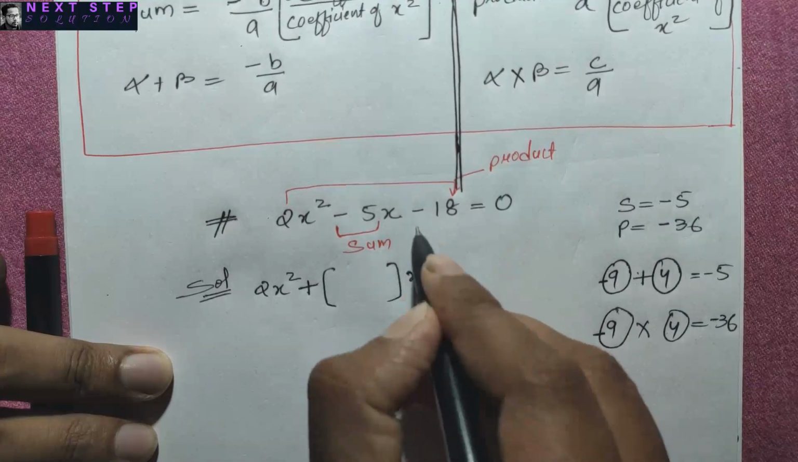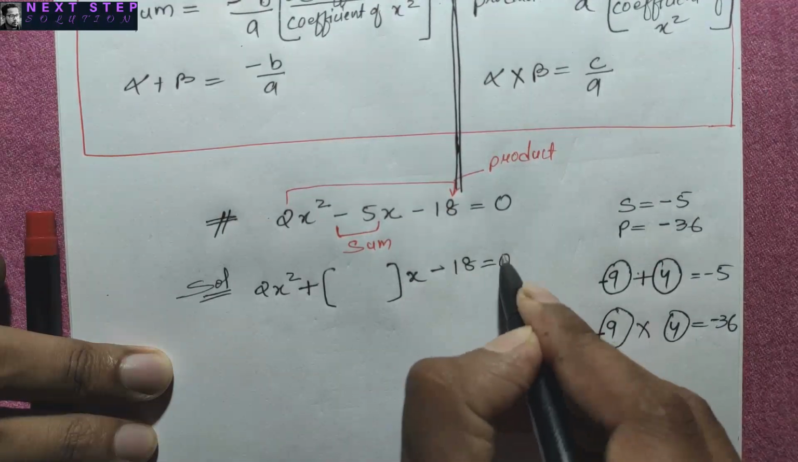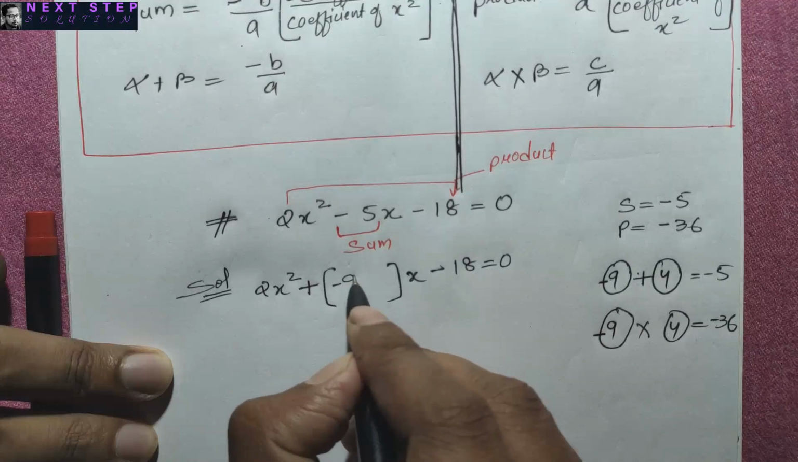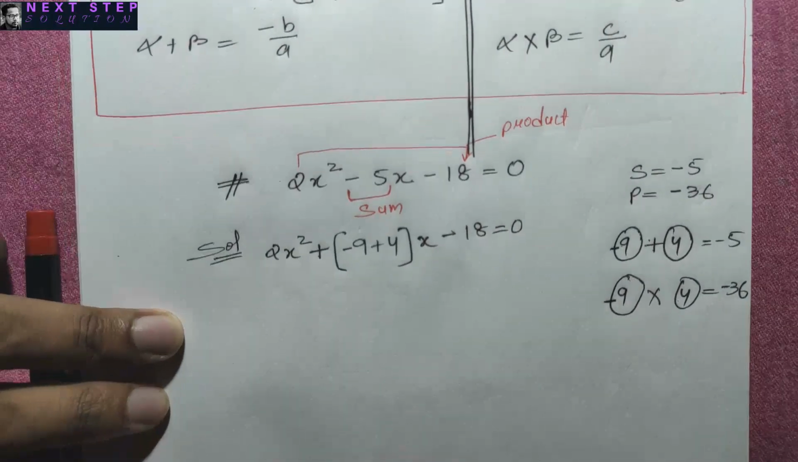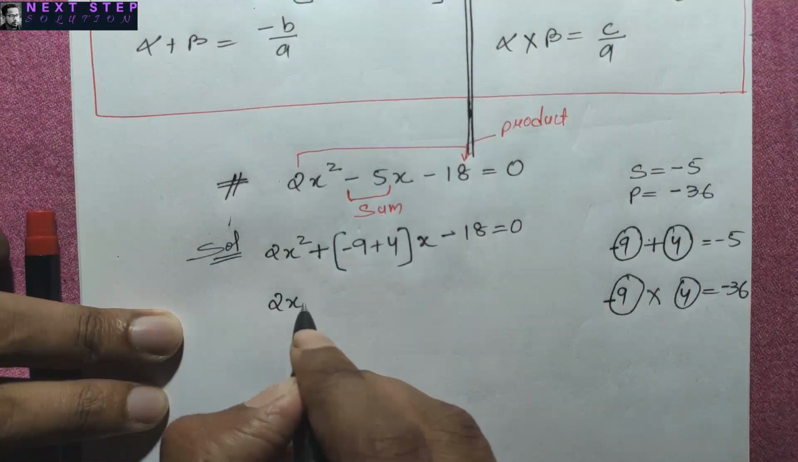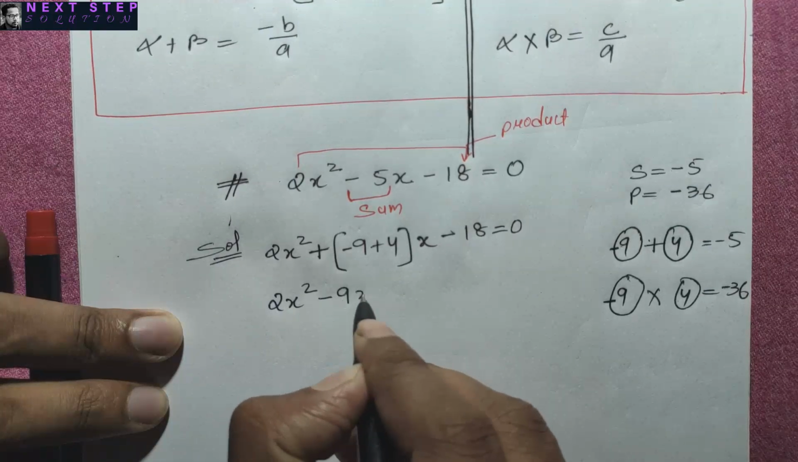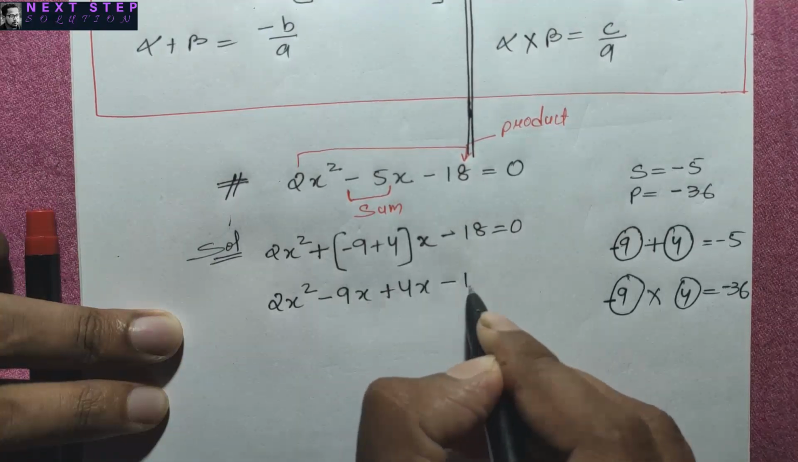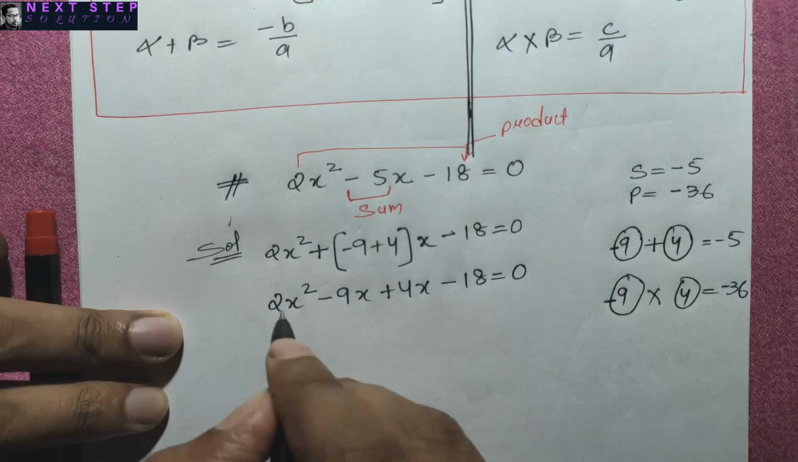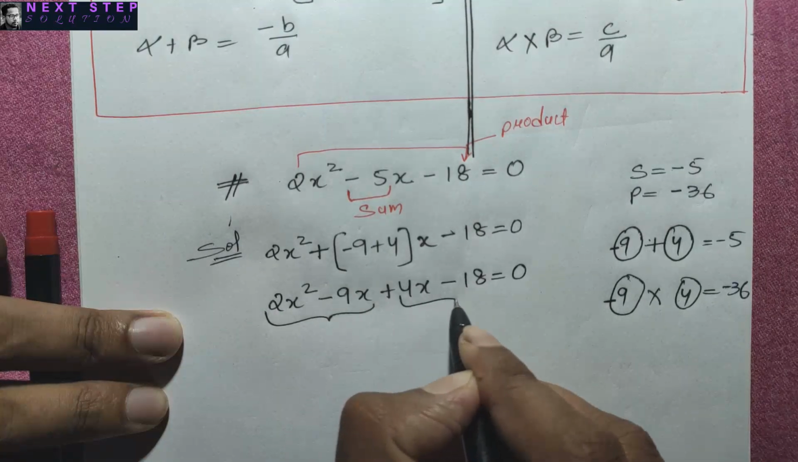Then x minus 18 equals to 0. The two numbers are minus 9 and 4. Minus 9 plus 4. Now remove the bracket. This 2x square minus 9x plus 4x minus 18 equals to 0. Now common between the first two terms and common between the second two.